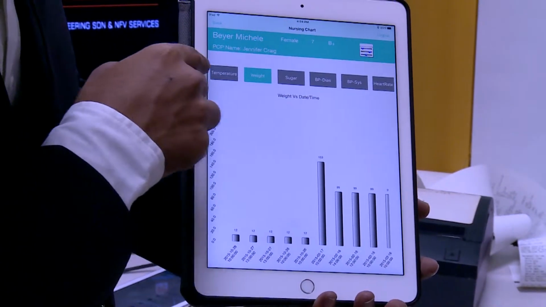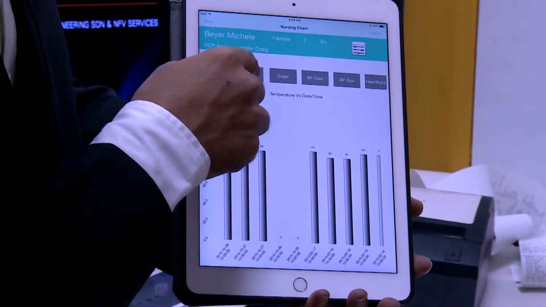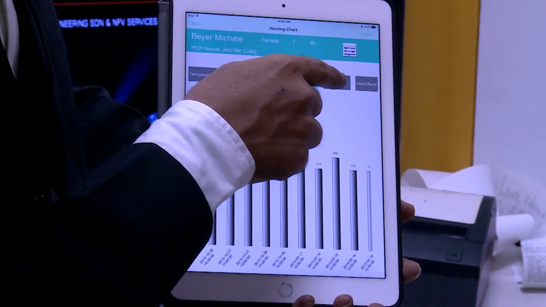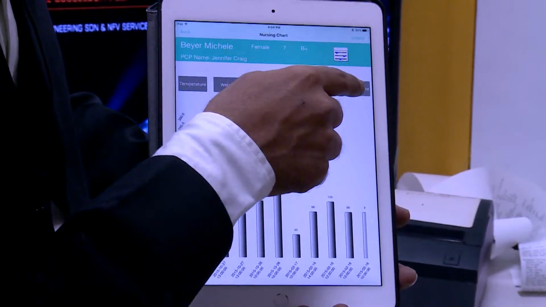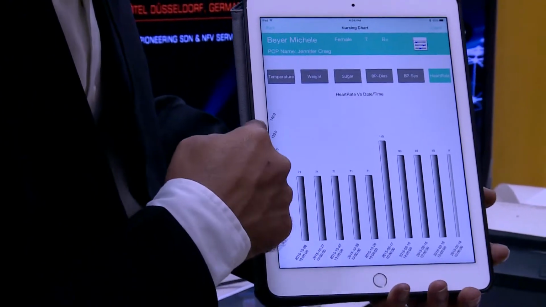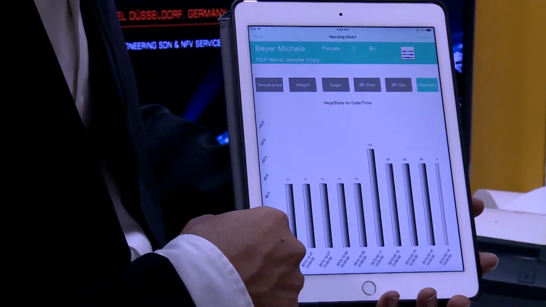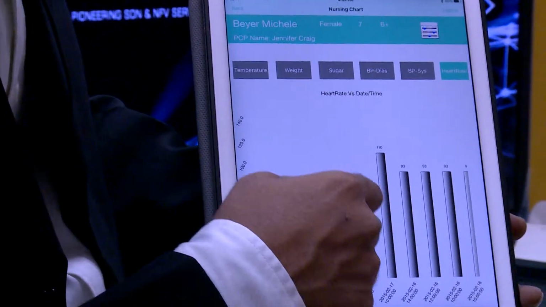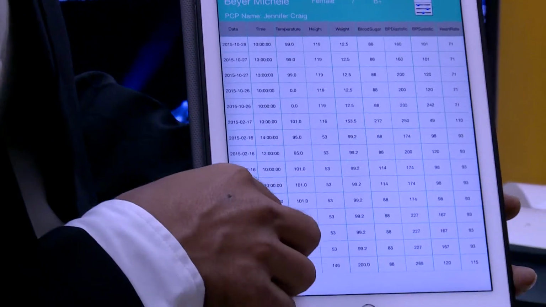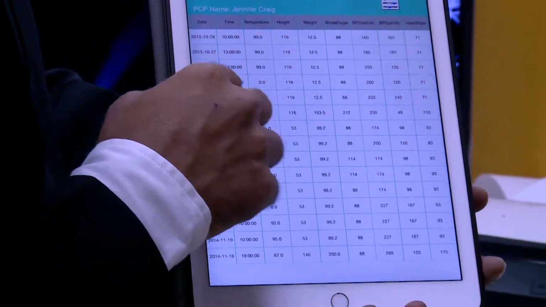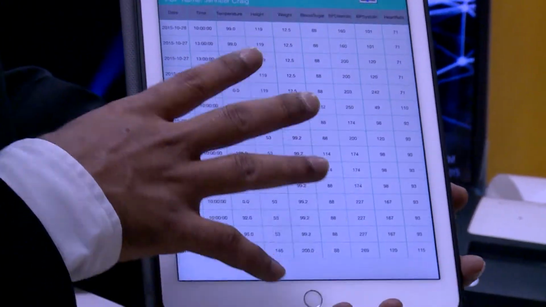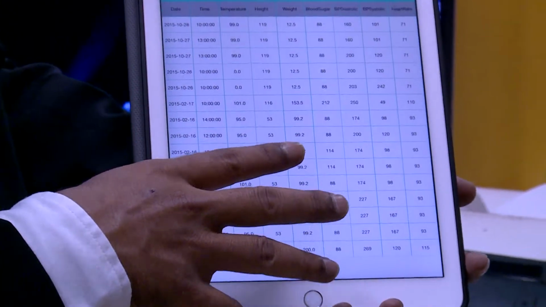So the historical data for each of these, temperature, weight, sugar levels, the BP diastolic, BP systolic, the heart rates can be seen here, and it also would show what the values were, and also the time at which it was taken. And all this data is also available in a tabular format to see exactly what the reading was at what time, and at what date.